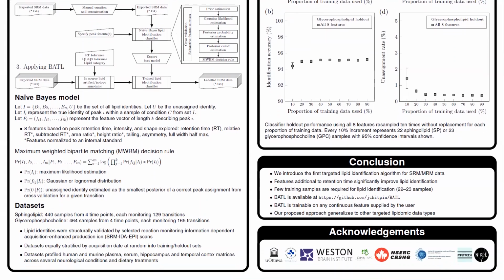BATL was trained and evaluated using a sphingolipid and glycerophosphocholine SRM dataset consisting of 440 and 464 samples acquired from 4 time points, and each monitoring 129 and 165 transitions, respectively. The lipid identities in these datasets were structurally validated by SRM IDA EPI scans, and both datasets profiled several biological matrices across different neurological conditions and dietary treatments, and were equally stratified at random into training and holdout sets.